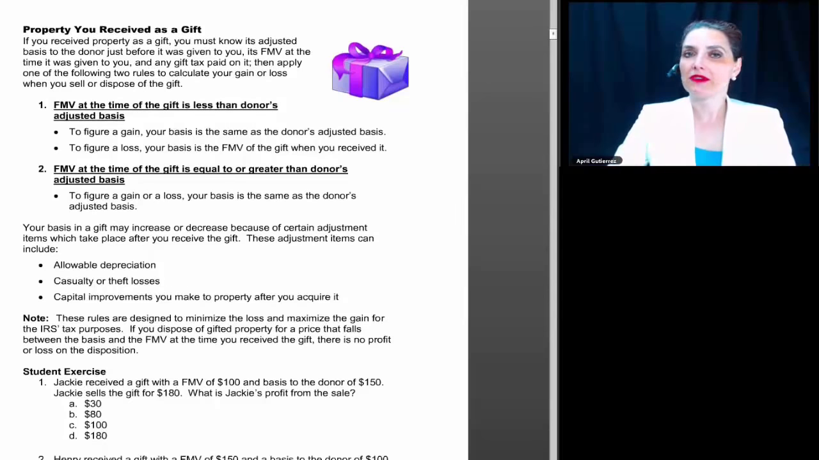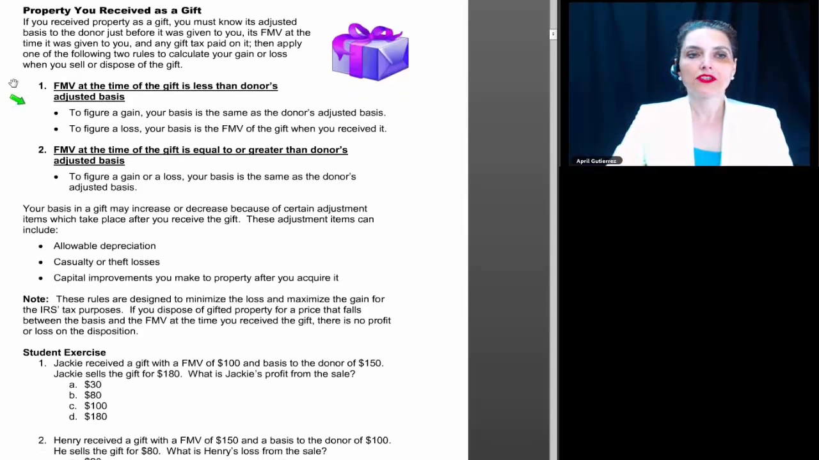If you received property as a gift, you must know its adjusted basis to the donor just before it was given to you, its fair market value at the time it was given to you, and any gift tax paid on it. Then apply one of the following two rules to calculate your gain or loss when you sell or dispose of the asset. There are two rules that we look at.